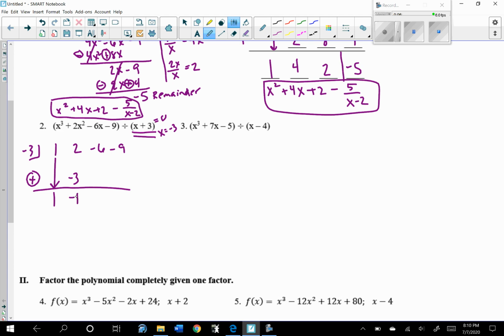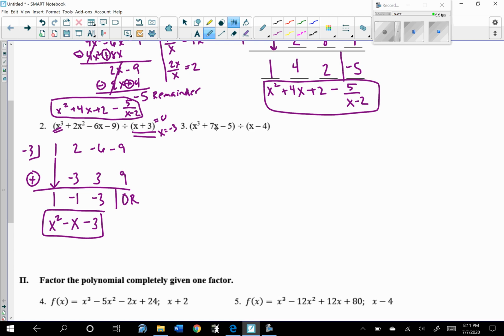Then multiply. -1 times -3 is 3. Add these two terms, -6 and the 3 together to get -3. -3 times -3 is +9. Add these terms together and that gives us a remainder, which is 0. So if this started off with x to the third power, then down here we start off with 1 less than that degree. So this would be x squared minus x, minus 3. So this is our solution, which means that x plus 3 is a factor of this equation because we didn't get a remainder. Go ahead and see if you can try number 3 on your own.